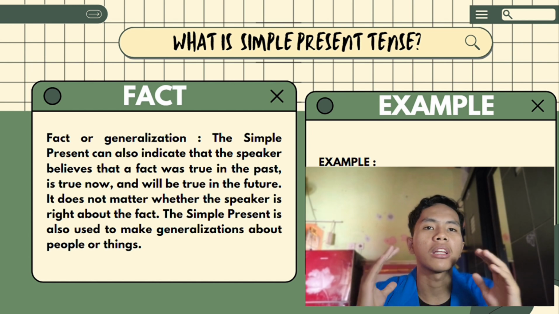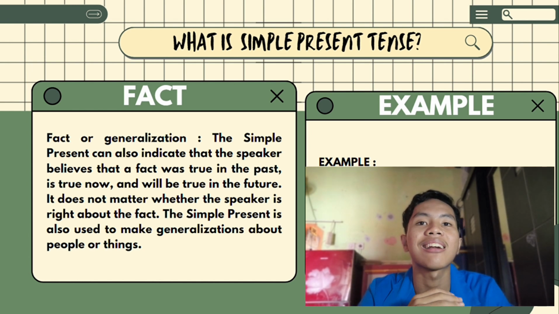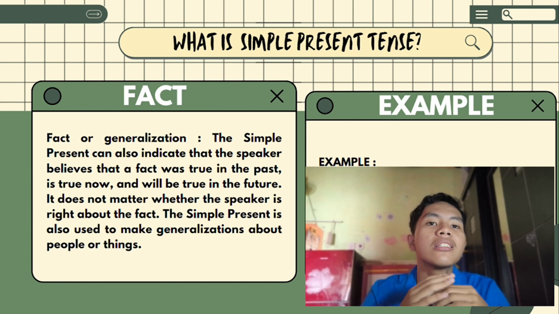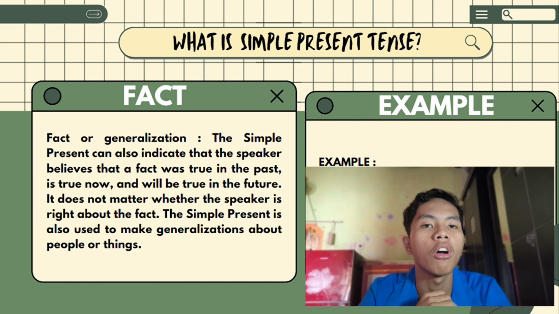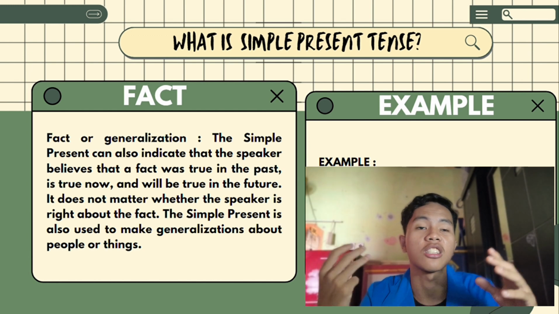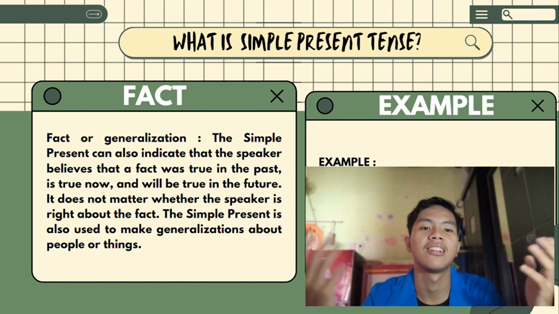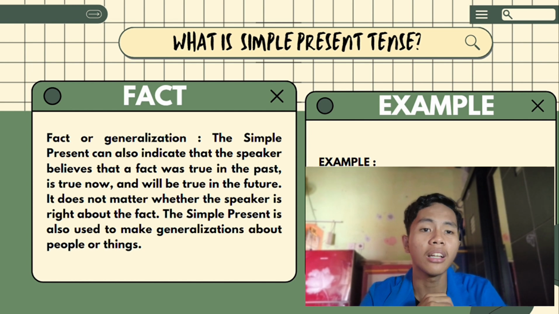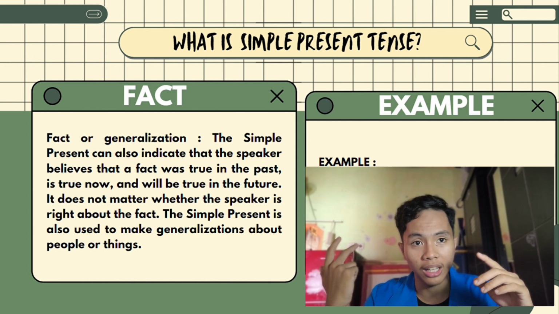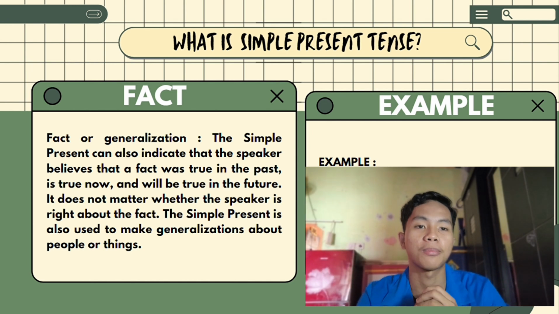It does not matter whether the speaker is right about the fact. The simple present tense is also used to make generalizations about people or things. Jadi bisa tentang manusia, tentang seseorang, ataupun tentang benda. Faktanya tidak melulu tentang manusia, tidak melulu tentang kegiatan, tapi juga tentang fakta suatu benda atau suatu alat, seperti itu.